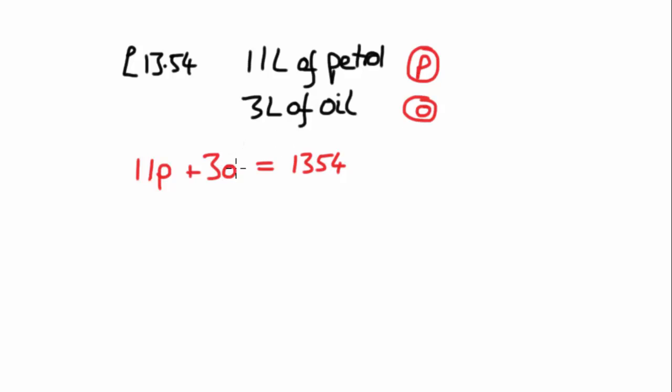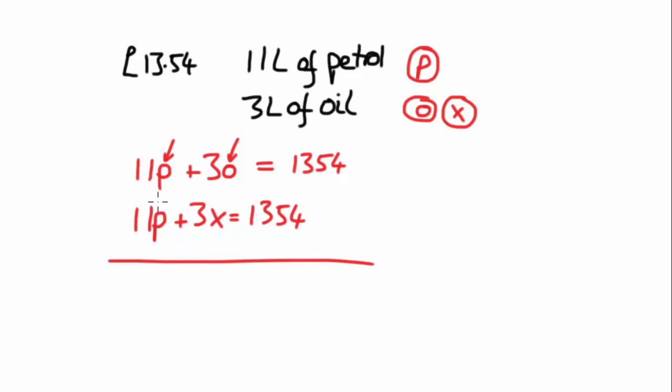Again, that looks like a 0, so you could think of calling it something like x if you wanted. We don't know how much, so P really represents the cost of a litre of petrol, and O represents the cost of a litre of oil. But that's your equation: 11p plus 3o equals that. If you called it x, it would be plus 3x. This is something you do when creating simultaneous equations as well. But that's your answer to that question.